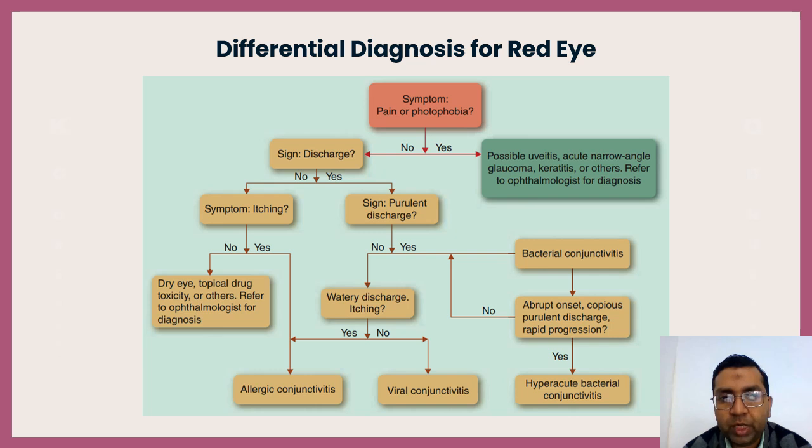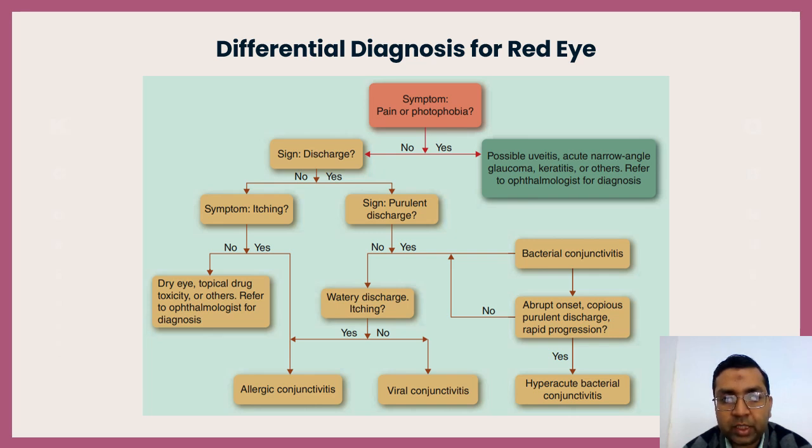If there is no pain or photophobia, then we check for a sign of discharge, meaning something coming out from the eye. If there is no discharge and only itching is there, then it is a condition of allergic conjunctivitis. Meaning no discharge, no pain, only itching, it is allergic conjunctivitis.